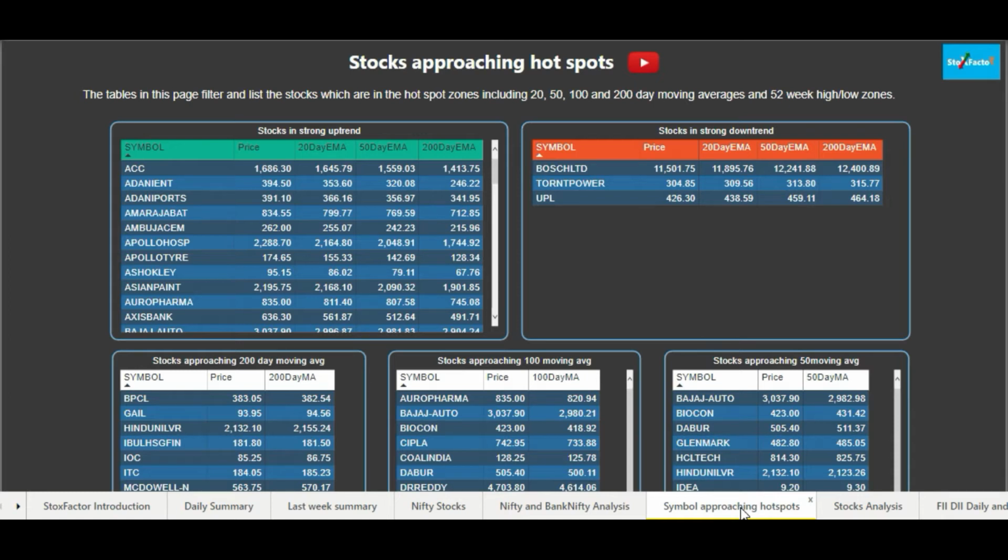Static support areas you can see on the charts, and the dynamic support and resistance areas use the moving averages, which generally people follow. On this page we have shown the dynamic support resistance areas using the moving averages and also the 52-week high-low zones. This will help you in analyzing the trends for individual stocks, and we have also filtered the stocks for you based on the combination of the moving averages. So let's see what this page has to offer.